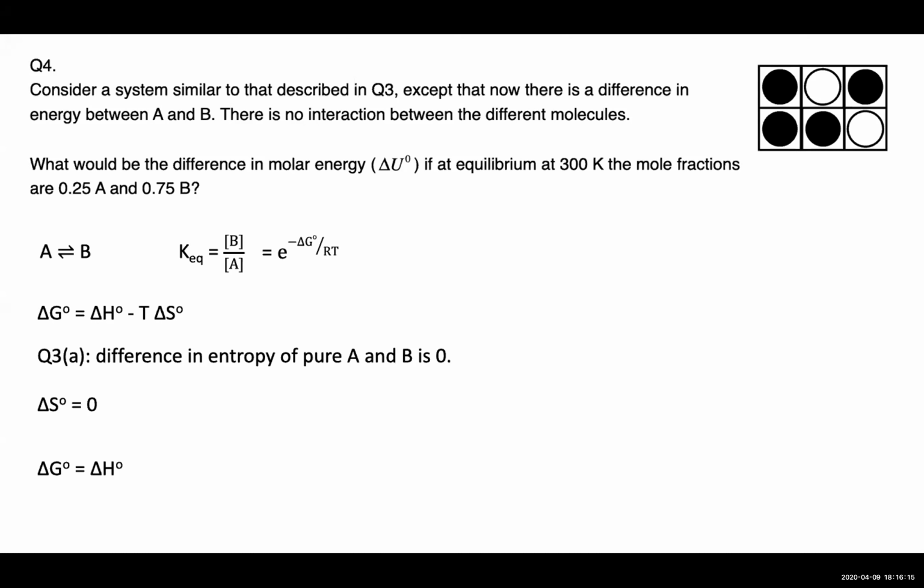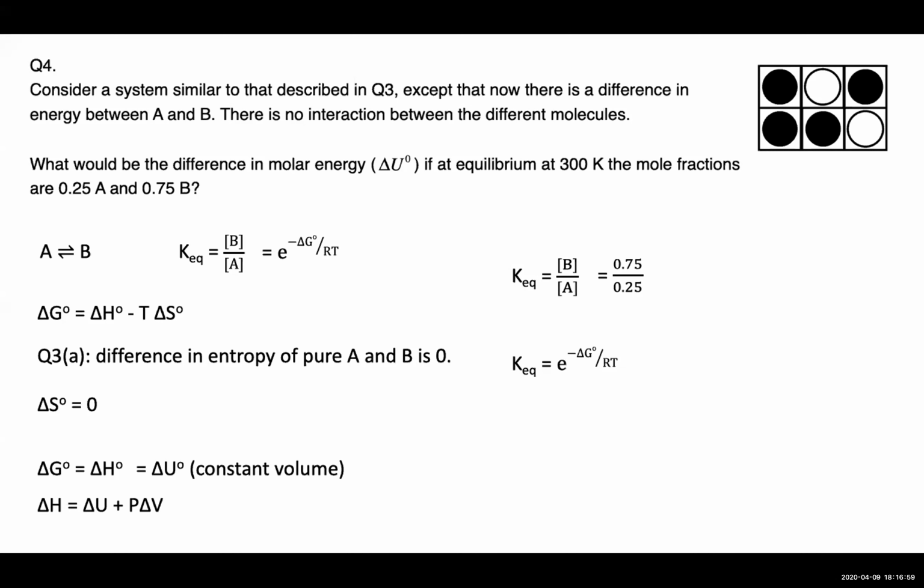Because we're working with constant pressure and volume, and delta H equals delta U plus P delta V, this P delta V term goes to 0, so delta H equals delta U. So in this case, because we have a constant volume, delta G is equal to delta U. Now we have a way to relate the equilibrium constant to the molar energy that we're asked to calculate. Because the equilibrium constant is equal to the concentration of B divided by the concentration of A, and we're given the relative fractions of A and B as 0.25 and 0.75, we can easily calculate the equilibrium constant.